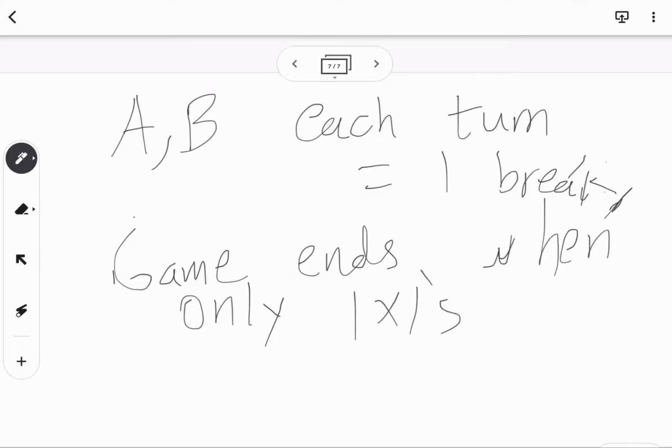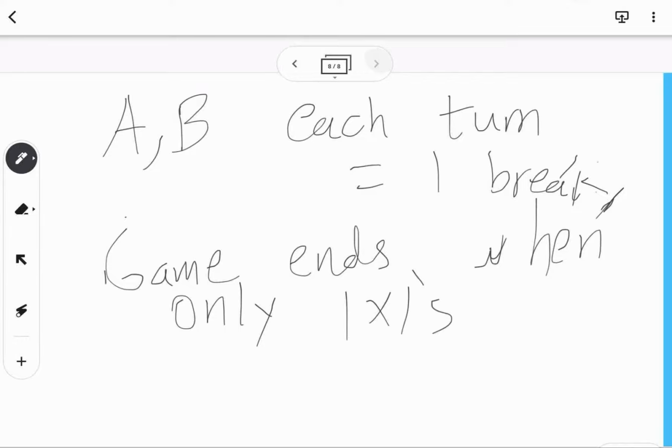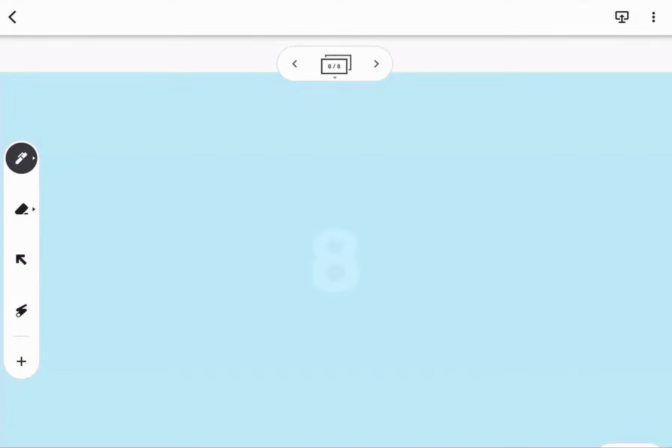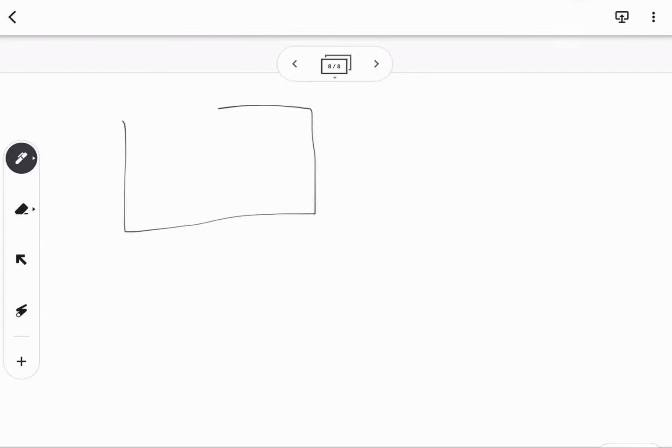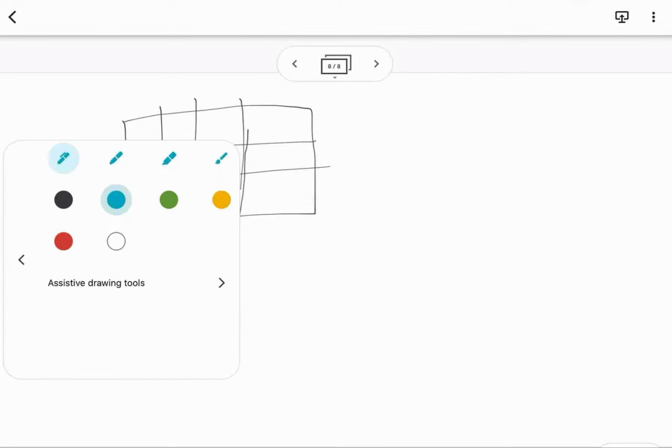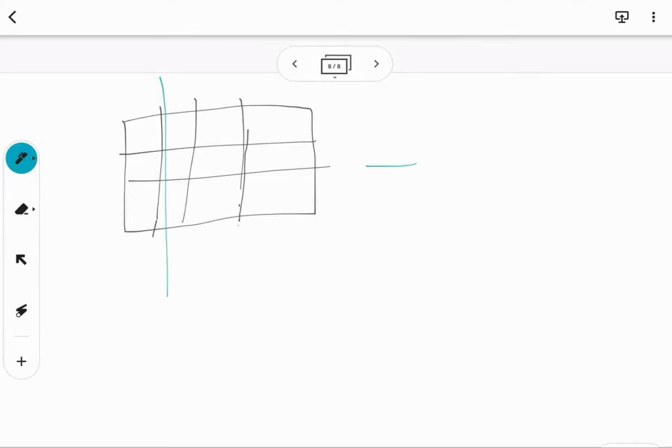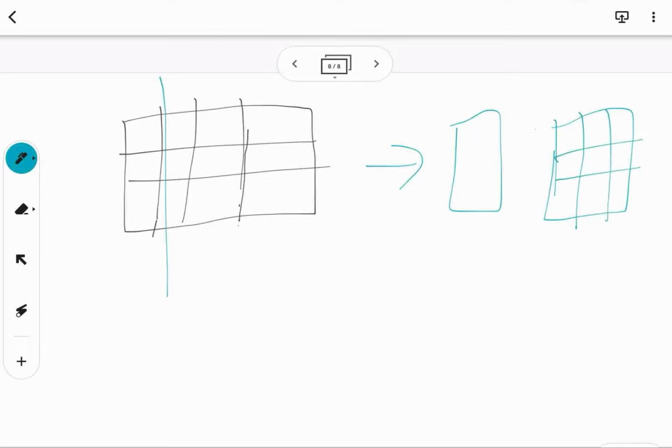So why don't we just try it on a small board, like a 3x4. I'm just going to choose a line to break it on. Let's say we choose here. Then this would be a 3x1 and a 3x3. And we can break this into a 1x1 and a 2x2.